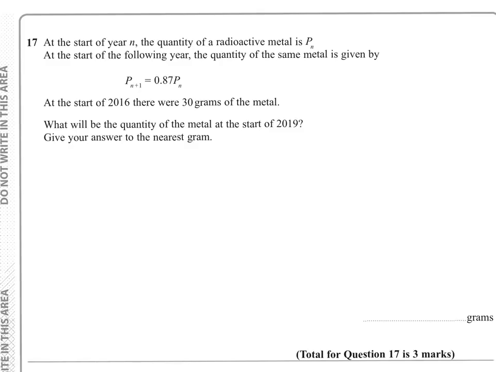Question 17. We've got a recursive formula here, so we can find values. Given a starting situation, we can find successive values. And we're given that the quantity of radioactive metal is P subscript n at the start of year n. At the start of the following year, the quantity is given. At the start of 2016, there were 30 grams of the metal.